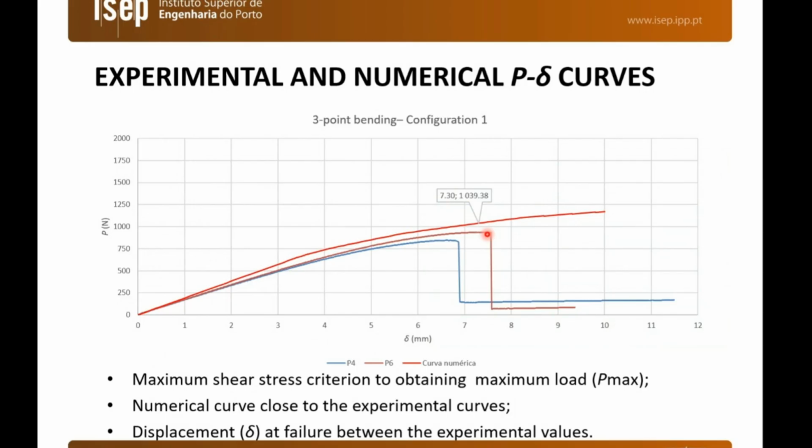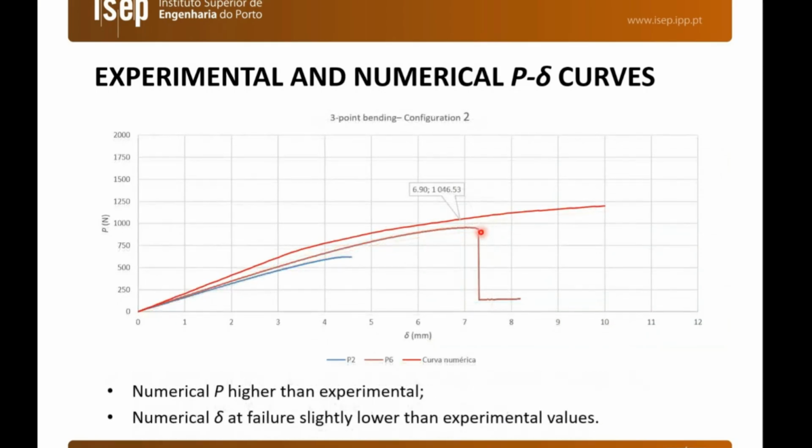The numerical curves are relatively close, and we have an accurate representation of the behavior in terms of the initial stiffness and also the failure load. In this second graph, we have the 3-point bending, but configuration 2. Here we also triggered the core failure initially. So we have here our prediction. Here we have a slightly higher difference between the experiments and numerical simulation.